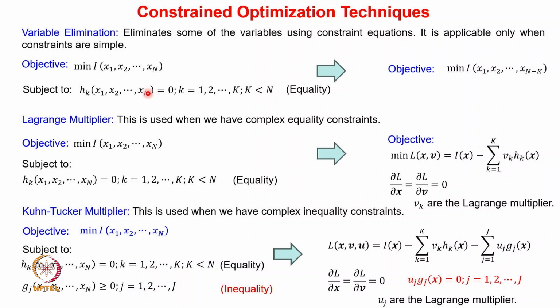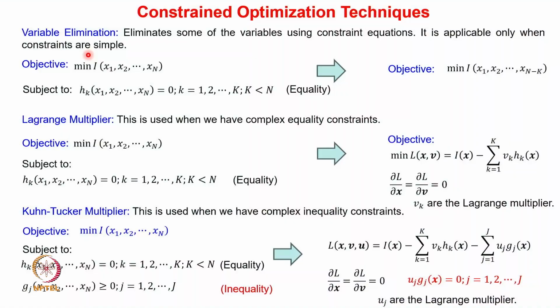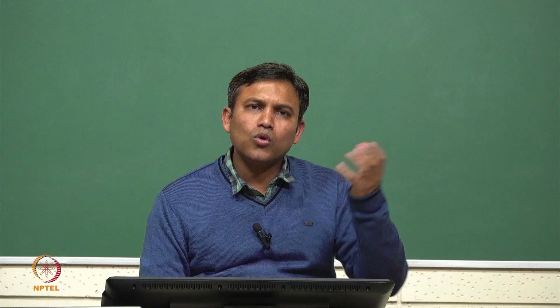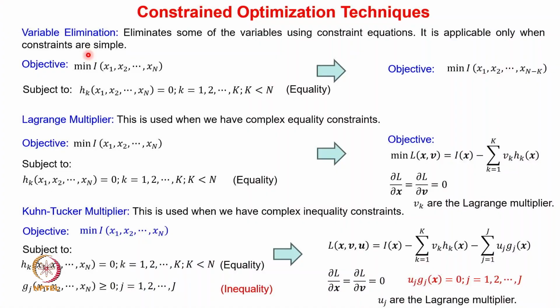So you can see that the constrained optimization problem is converted to an unconstrained optimization problem here in the variable elimination. But this is applicable whenever the constraints are simple. But let's say my constraints are equality, but they are complex and it is not easy to use them for replacing the variable. In such cases, we use the Lagrange multiplier.